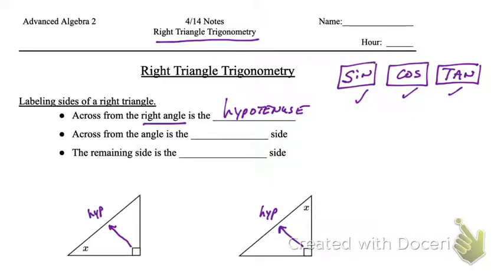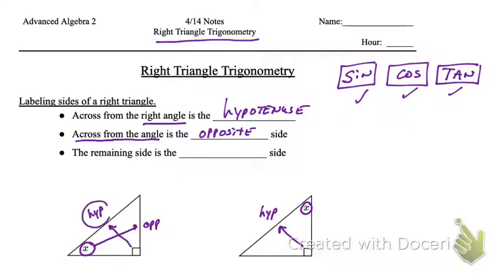Now, as far as the other two sides go, the two sides that make our right angle, we want to be able to label them separately, and those depend upon where your angle is. Notice on my two triangles here, on the left my angle's in the lower left, and on the right my angle's in the upper right-hand corner. It depends upon where that angle is, and you look at it in two ways. You say, what's across from the angle? Across from the angle, we label the opposite side. So if I'm in the lower left, across from that angle is the opposite side.